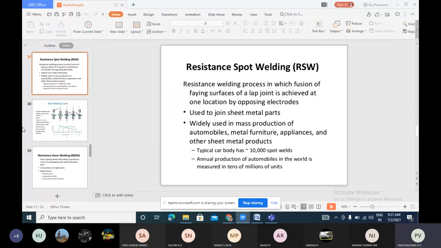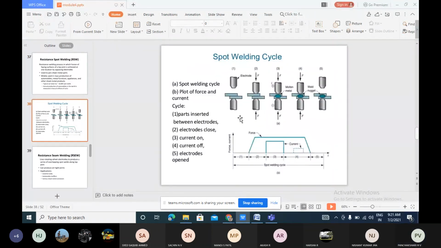See, the spot welding cycle, you can see with this diagram what the meaning of spot welding is. With the cycle it is explained, in 1, 2, 3, 4, 5 steps. First step, what is done? There are two metal parts lapped, one above the other. This is called lapping. The two metal parts are lapped one above the other, and that joint to be produced, that metal combination, is kept on the lower electrode. The lower portion is also an electrode. On the lower electrode, this joint is placed properly.